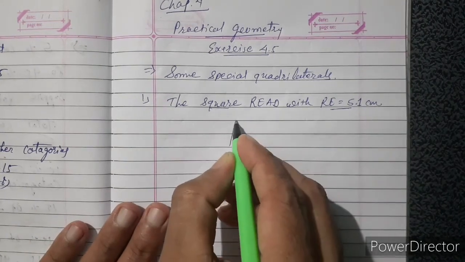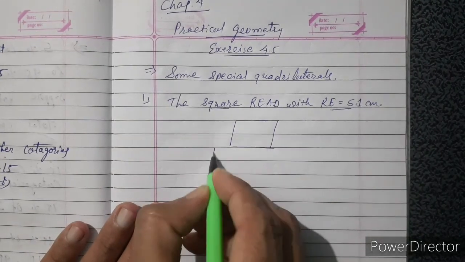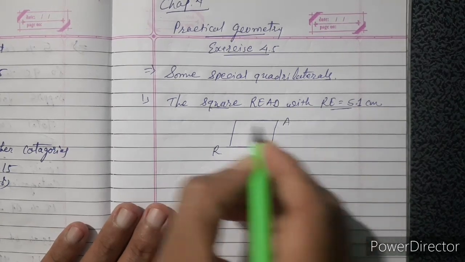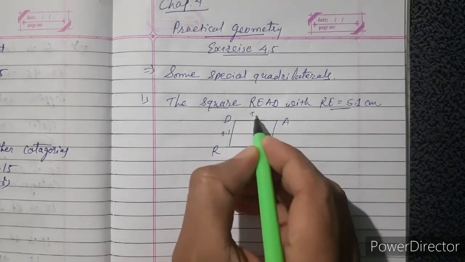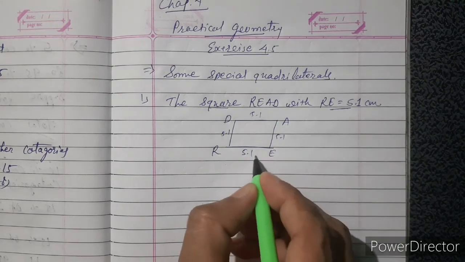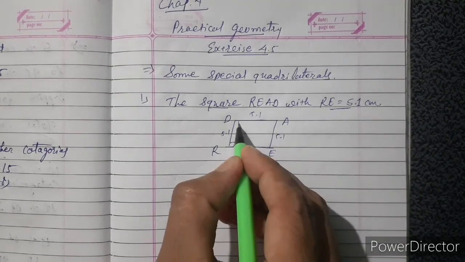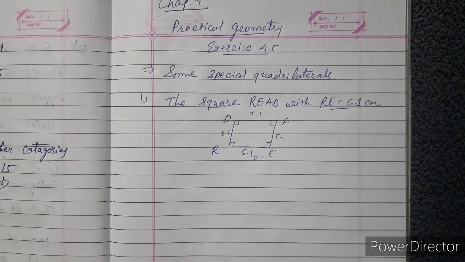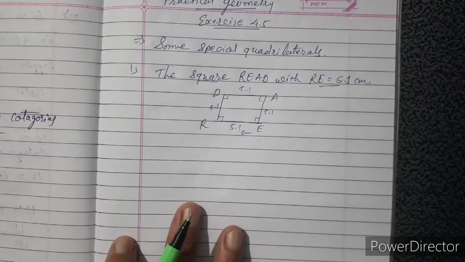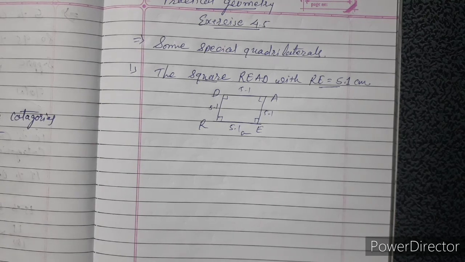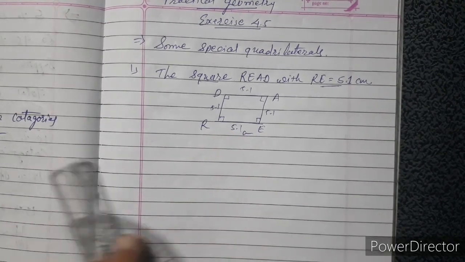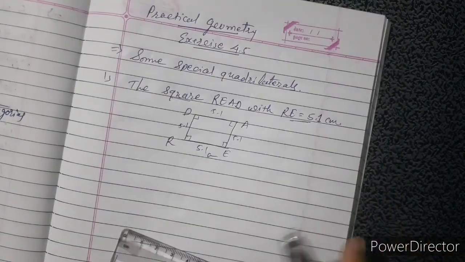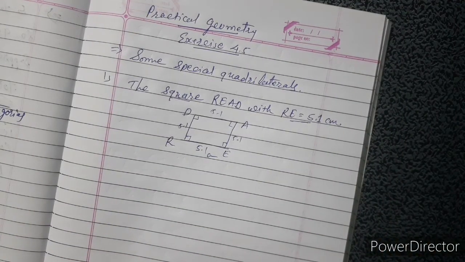Here we draw a rough sketch of square READ, with 5.1. Now we know that in a square all sides are equal, meaning all have 5.1 centimeter measurement, and all angles are 90 degrees. So let me construct this quadrilateral, the square. We start with RE, which is 5.1 centimeter. So draw RE equal to 5.1 centimeter.